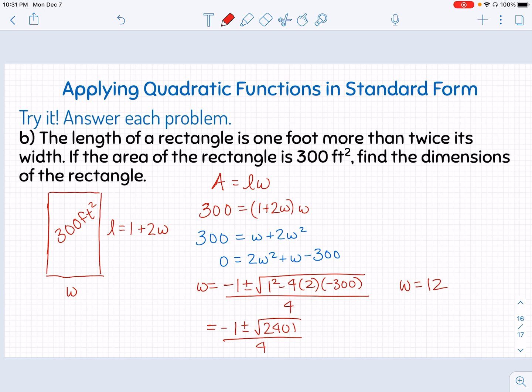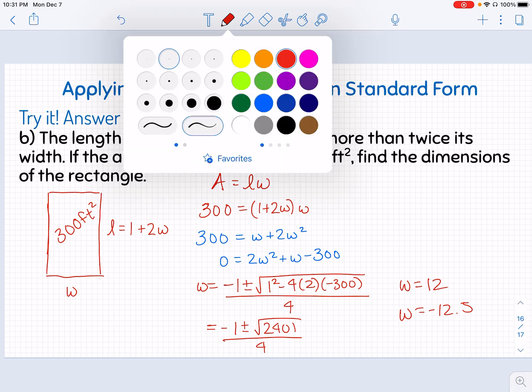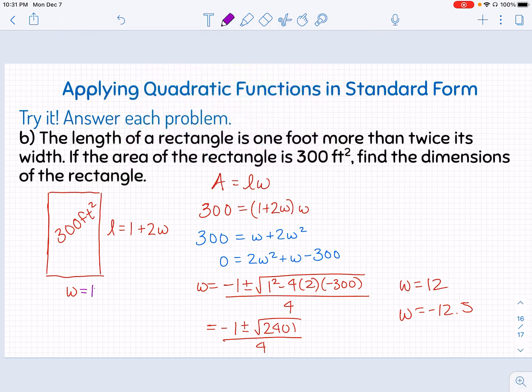If I hit second enter on my calculator, I can change that plus to a minus, and I get negative. That does not seem like such a good option. So I'm going to say my width is 12. So if my width is 12 feet, then I can plug that in to find my length. So my length is going to be 25 feet.